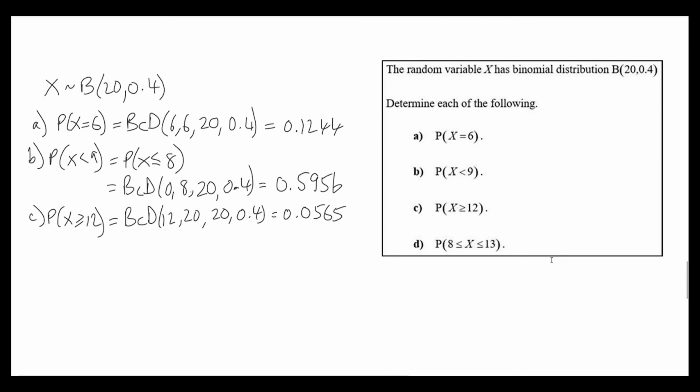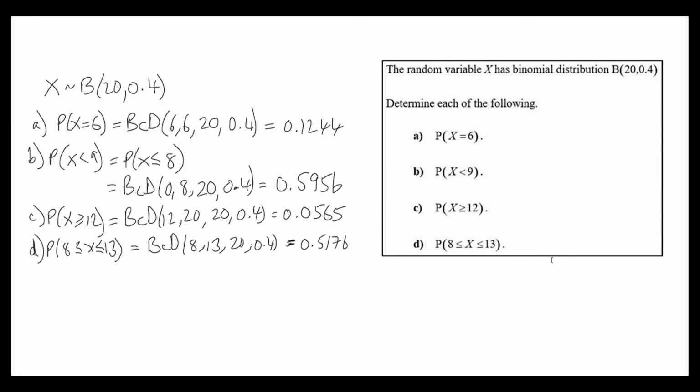And for part D, this is probably one of the nicest ones because the two numbers that we see in the expression are the two numbers that will go into our calculator. So BCD 8, 13, 20, 0.4. And that gives us our answer, this time round, 0.5176.